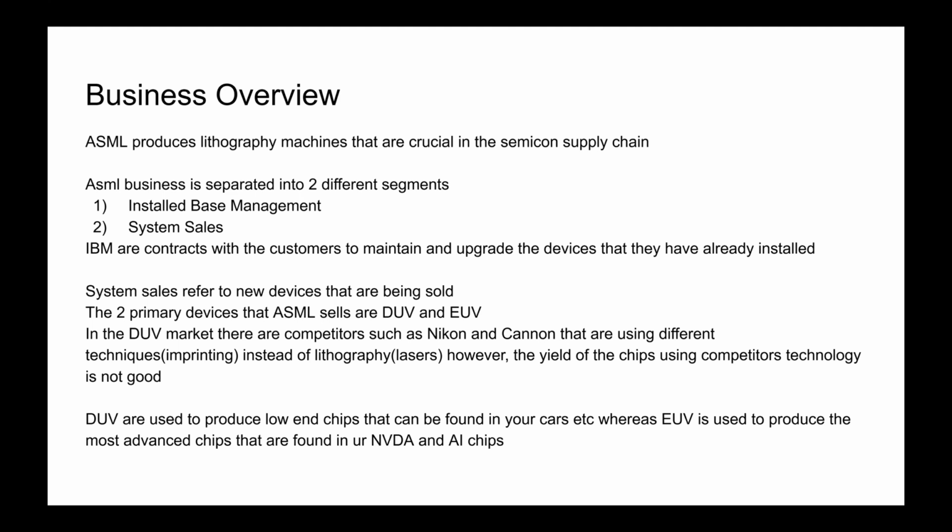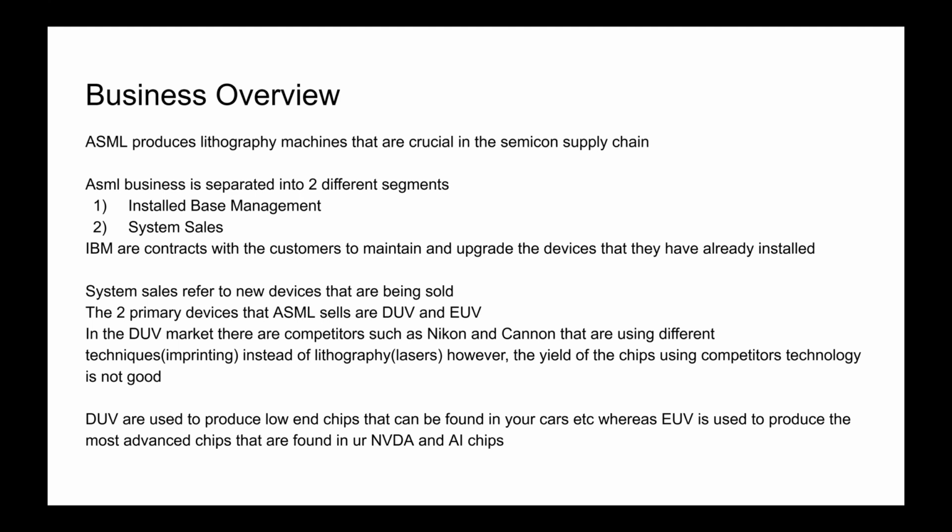Next, the second one is what is known as system sales. So, system sales, what they do is they actually sell two types of machines. The first one is called DUV, and the other one is called EUV. DUV machines are machines that are used to produce lower tier semiconductor chips with larger transistors. So DUVs are actually allowed to be sold to China because they are not very advanced. However, EUV has a 100% ban, so there are no EUV machines that are able to be sold to China because it is able to produce high-end chips such as your NVIDIA chips.